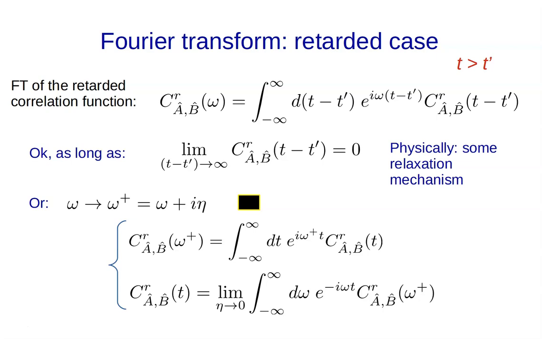Okay. So what would this relaxation mechanism do to the correlation function or the Fourier transform? What would that mean? That would be equivalent to adding a small imaginary part to the frequency here. Let's see how that would play out. If I have this extra small part here, that will reflect some relaxation mechanism that would take this correlation function to zero at longer times. So let's see how that would work.